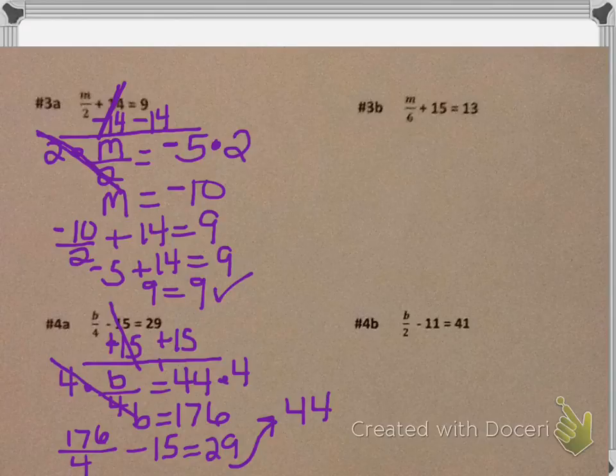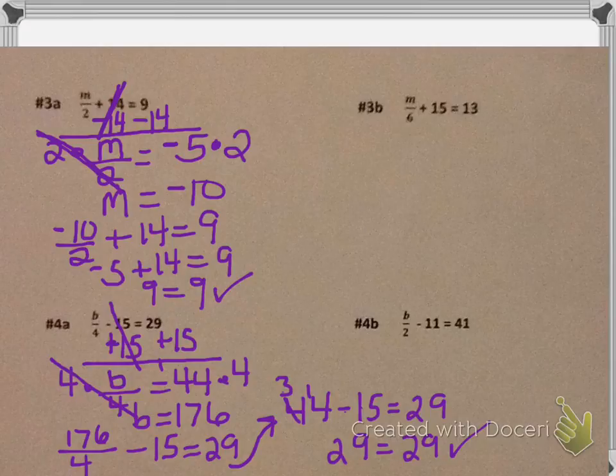So we have 44 minus 15, and we're wondering if that's going to equal 29. So now 44 minus 15. Well, 4 minus 5, I got to borrow 1. So now 14 minus 5 is 9. 3 minus 1 is 2. So 29 equals 29. Check. The solution of b equaling 176 checks.